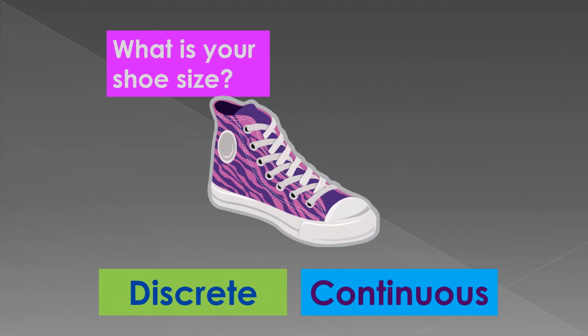What is your shoe size? Yes, it is discrete. Actually, there is a debate on this one because we need to measure the length of our foot. But basically, it depends upon the unit that we are going to use. So generally, it is supposed to be a whole number. So it is discrete.